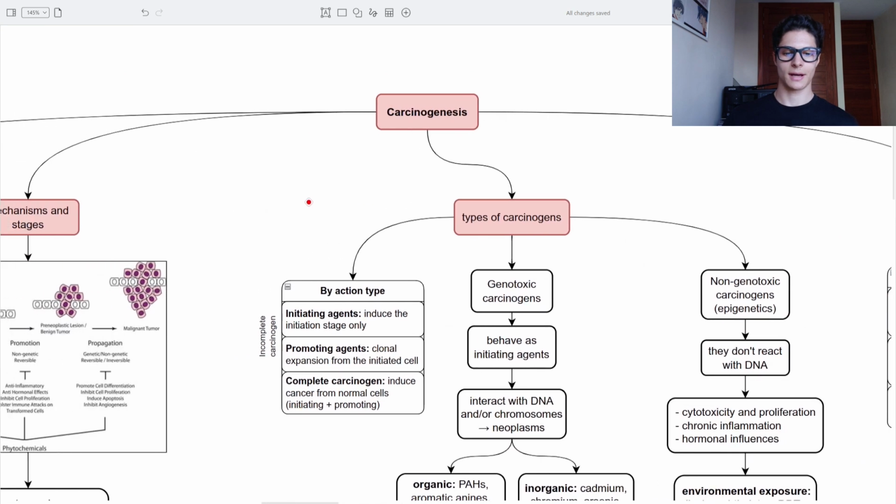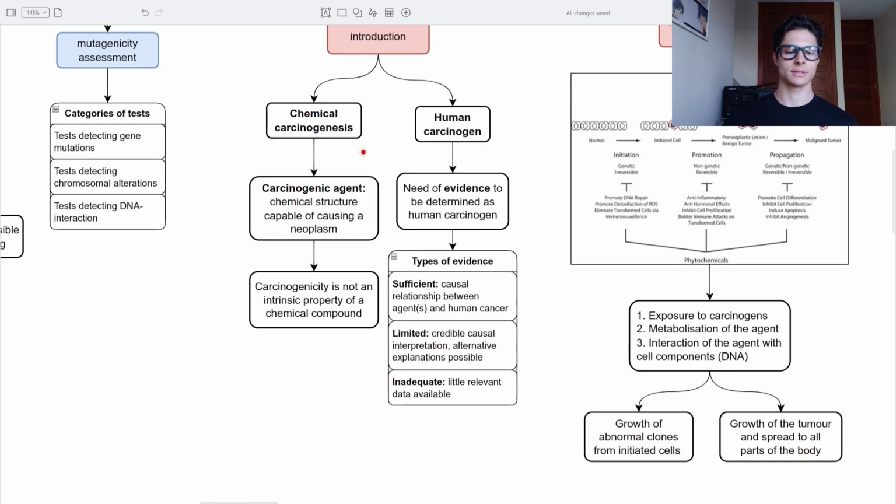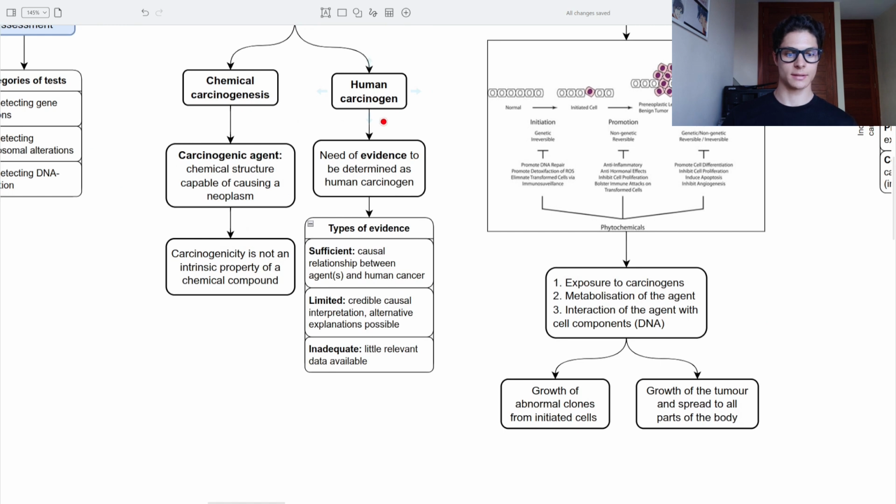Now talking about carcinogenesis, as an introduction, chemical carcinogenesis, we have to understand the carcinogenic agent. So it is a chemical structure capable of causing a neoplasm, a tumor. And carcinogenicity is not an intrinsic property of a chemical compound. So it's not because of one molecule only. There are various factors.